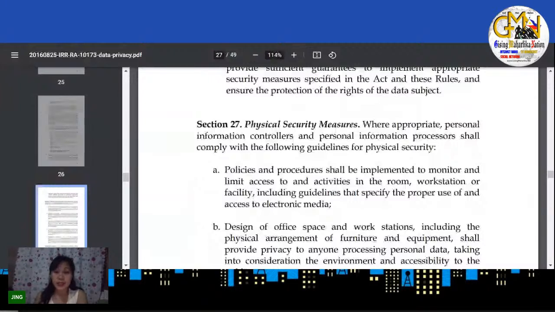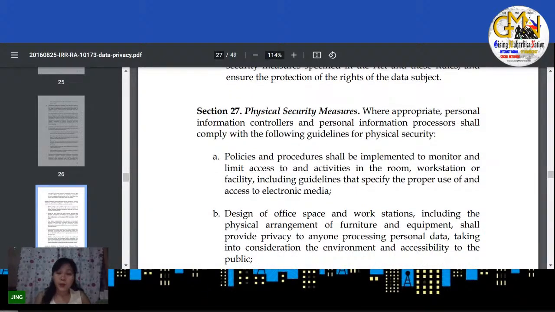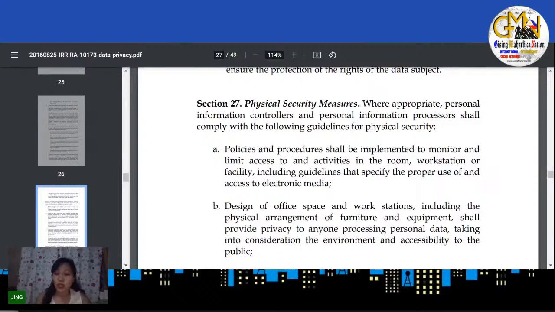Physical security measures. Where appropriate, personal information controllers and personal information processors shall comply with the following guidelines for physical security. Policies and procedures shall be implemented to monitor and limit access to and activities in the room, workstation, or facility, including guidelines that specify the proper use of access to electronic media.